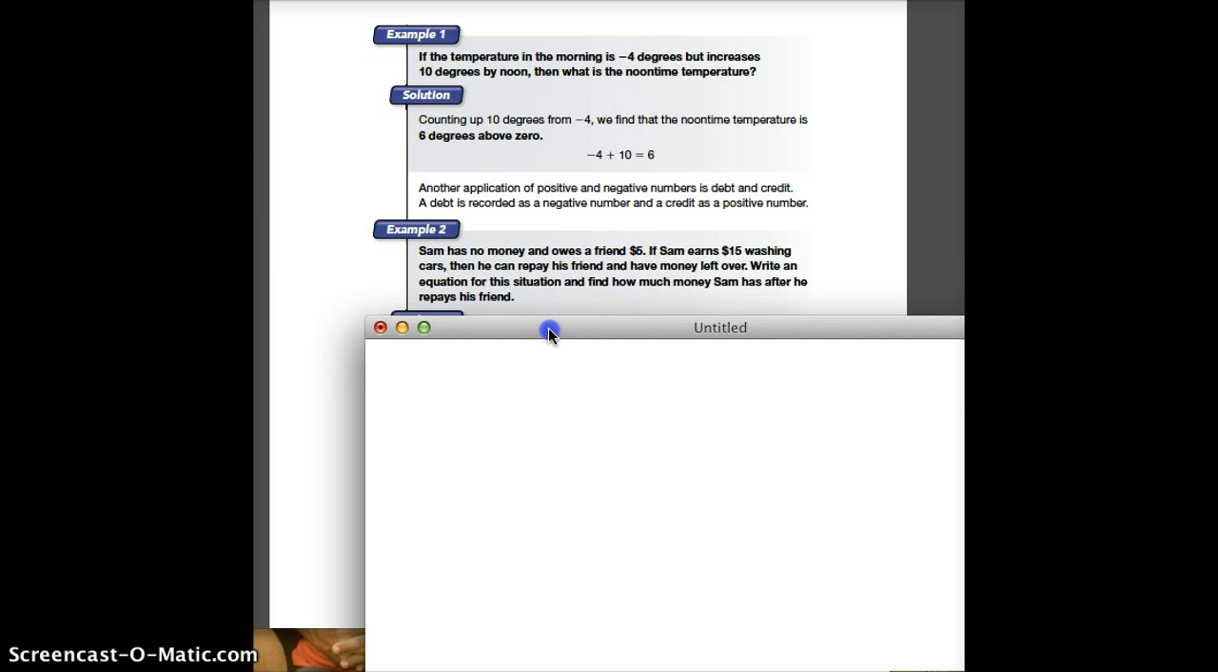Okay, let's look at the second example. Sam has no money and owes a friend $5. If Sam earns $15 washing cars, then he can repay his friend and have money left over. Write an equation for this situation and find out how much money Sam has after he repays his friend. So if he owes his friend $5, that would be -5. He earns $15, so it's positive 15. How much money does he have left over? He has to pay that money back, so he pays back the 5.